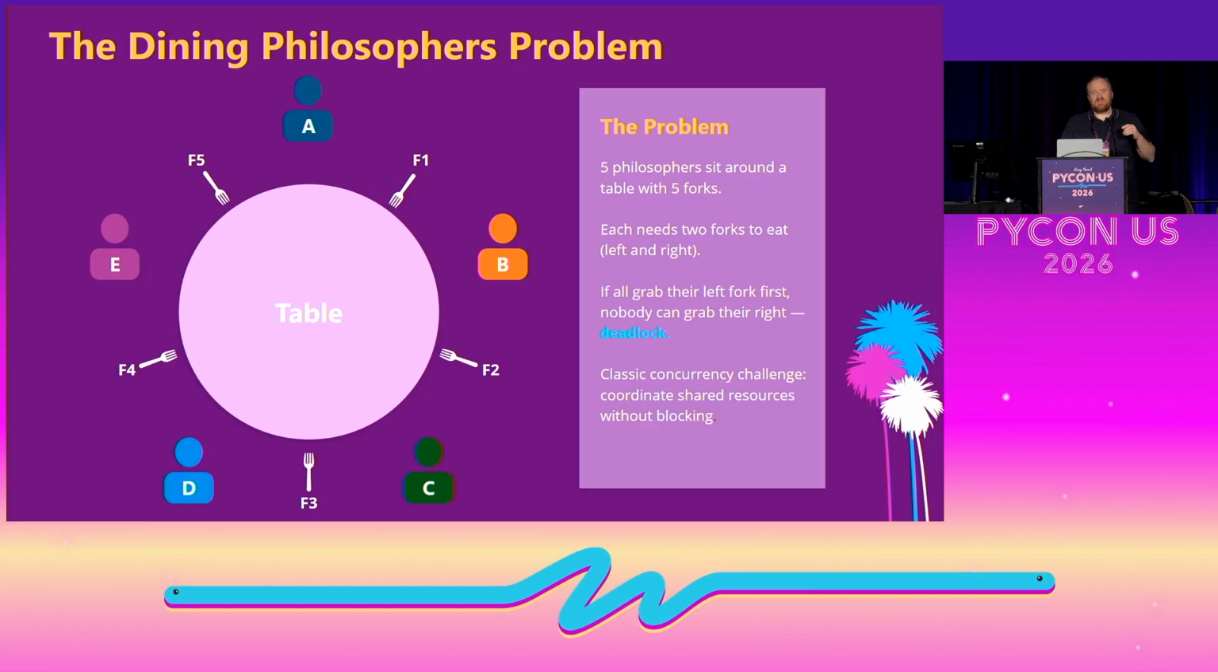Now, the problem that arises is what happens if all the philosophers... well, you can do it with me. Everybody raise your left hand, right? And then look to the right to see if the person to the right of you is raising their hand. And if they aren't, then you can raise your right hand, right? This is the problem. Essentially, they all grab their left fork, and then they go to grab their right fork, and it's already being held.